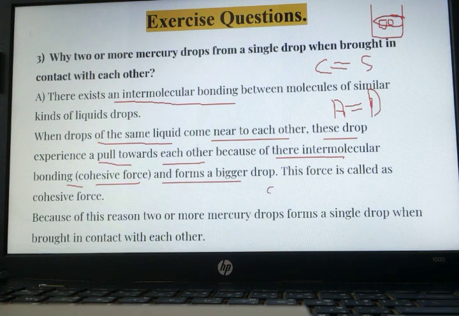Take for example, one liquid drop is over here, another liquid drop is over here, another liquid drop is over here. All these drops will have the tendency of attracting each other. As soon as they attract each other, what will happen? The drop will become bigger. And it is happening due to what force? Cohesive force. Because of this reason, two or more mercury drops form a single droplet when brought in contact with each other.